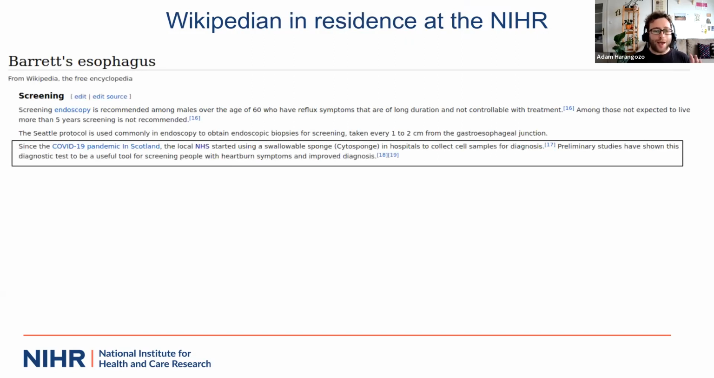When I say adding research to Wikipedia, this is what I mean. So this is from an article on Barrett's esophagus. It's from the screening section, and there was a study about using a kind of sponge to collect cells. So the part in these brackets is the part that I've added. So basically, one study comes down in this case to 2 short sentences that expand this article.